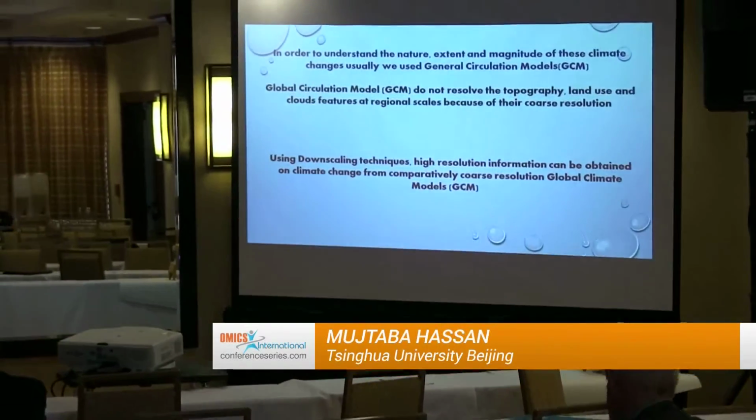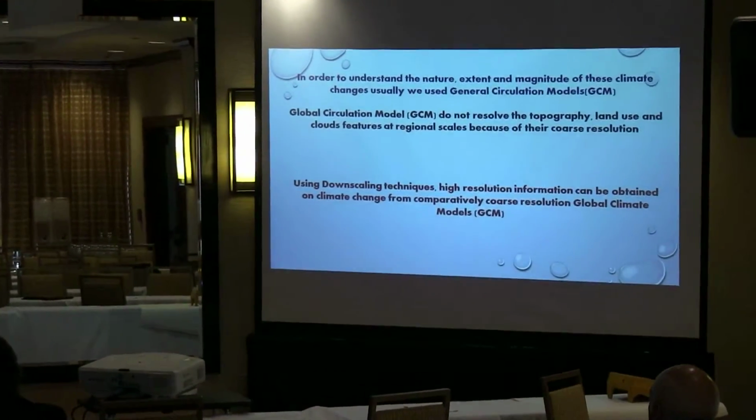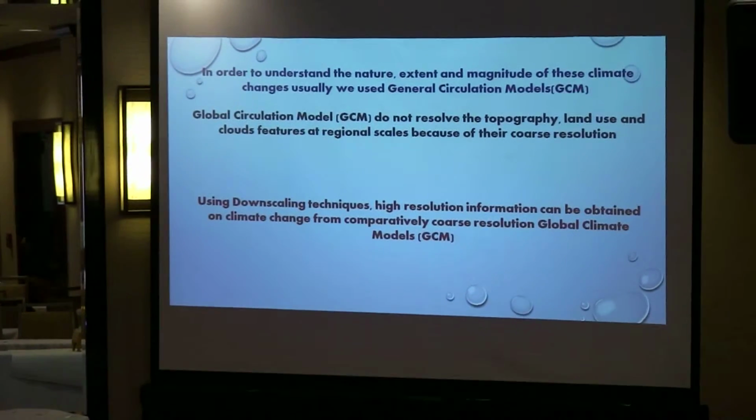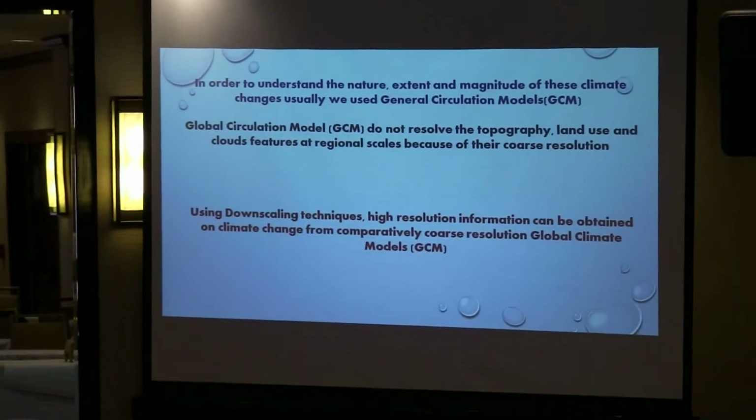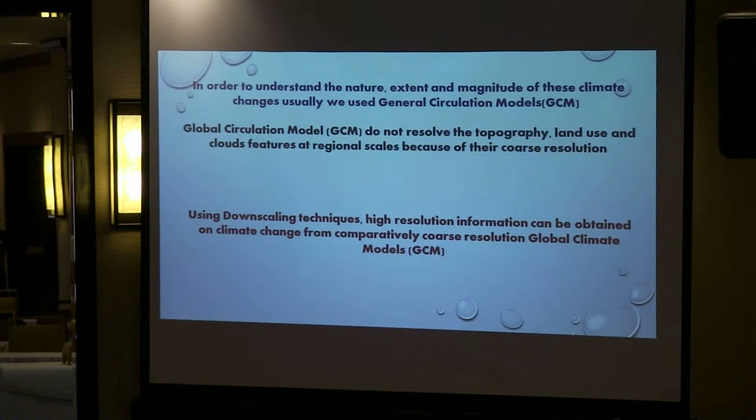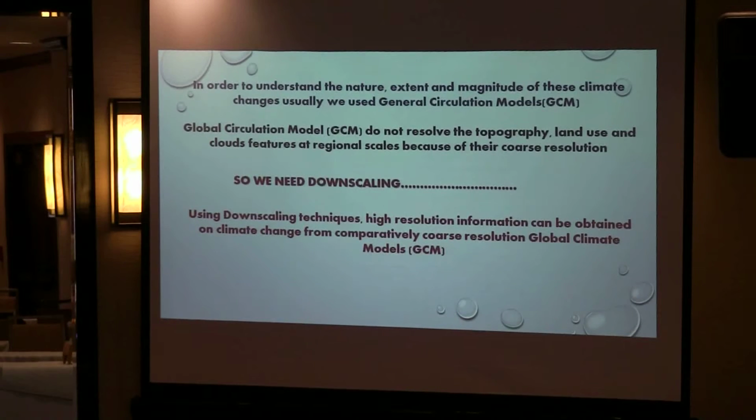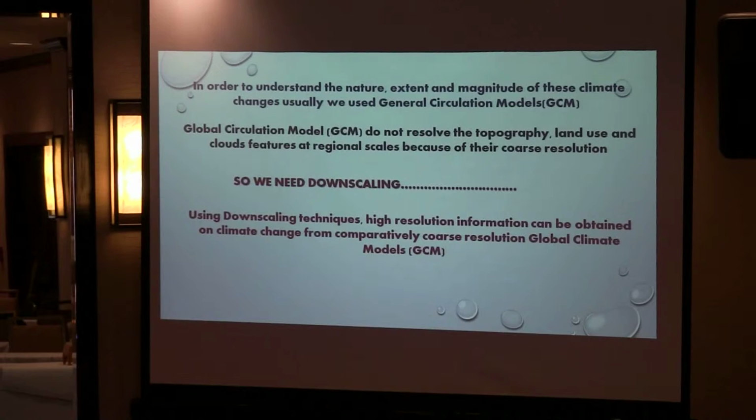So, in order to understand the nature, extent and magnitude of these climate changes, we usually use global circulation models. But the problem with global circulation models is that they have a coarse resolution, and they cannot resolve the topography, land use, and cloud features at the regional scale. That's why we need downscaling, and using downscaling techniques, we can obtain high resolution climate and climate change information from comparatively coarse resolution global circulation models.